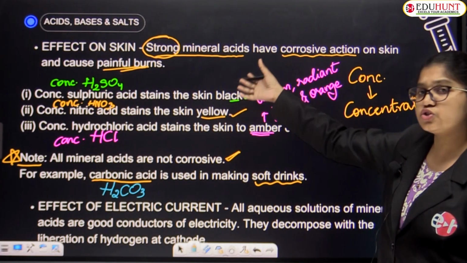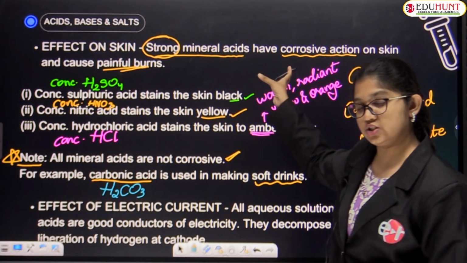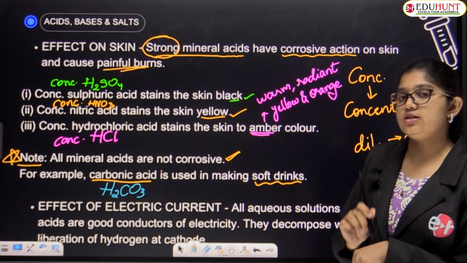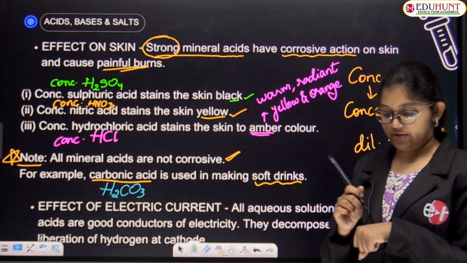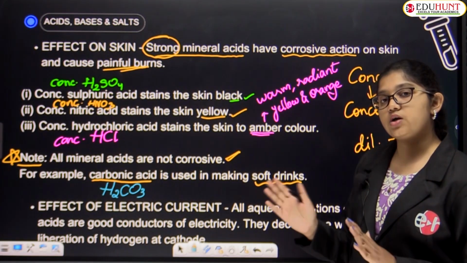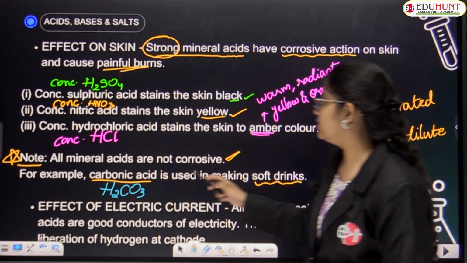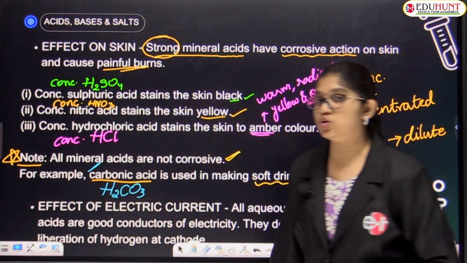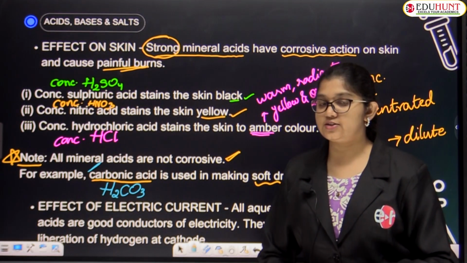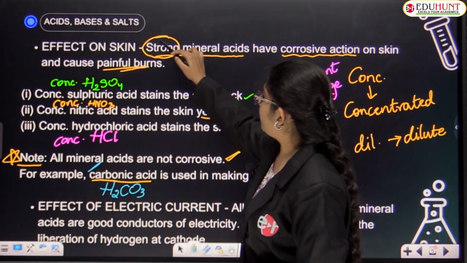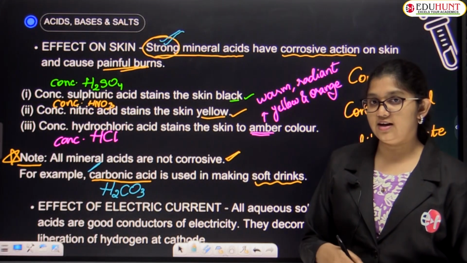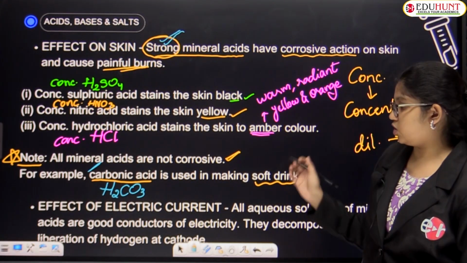We have strong mineral acids which are corrosive in nature on the skin, and also cause painful burns when they affect the skin, okay, but not all mineral acids are harmful. There are some weak mineral acids, like carbonic acid, and those acids are used in making soft drinks, okay. Remember the word strong over here. Only strong mineral acids are corrosive on skin, corrosive in nature, fine.